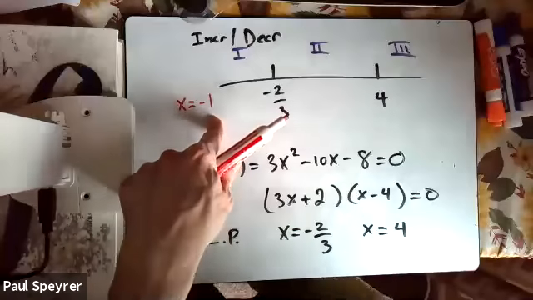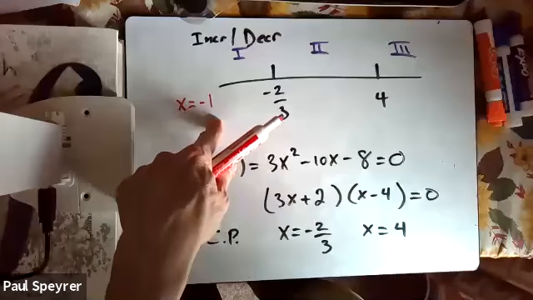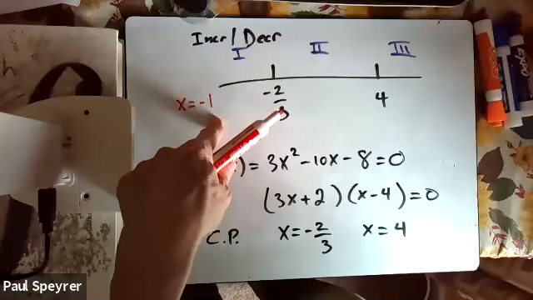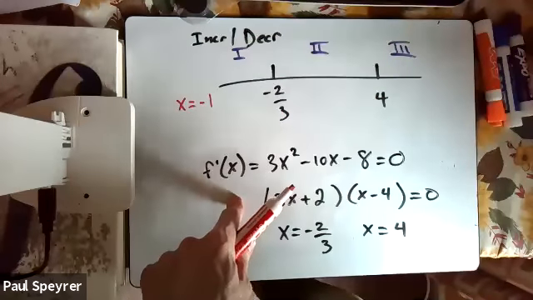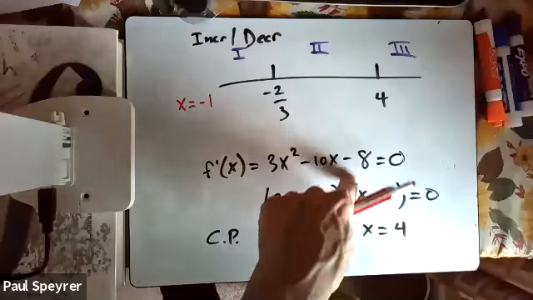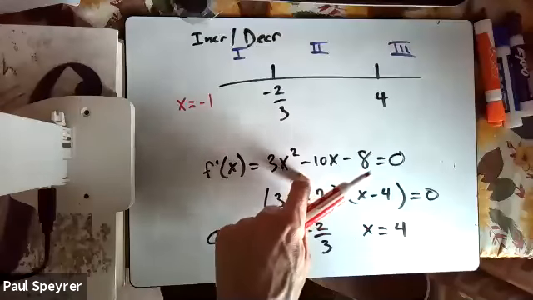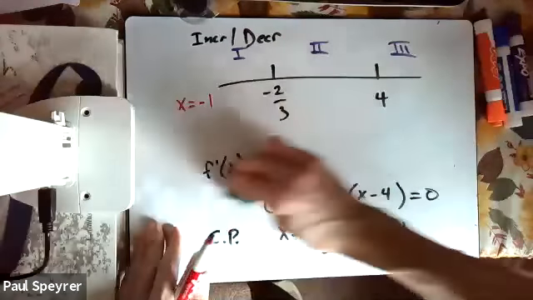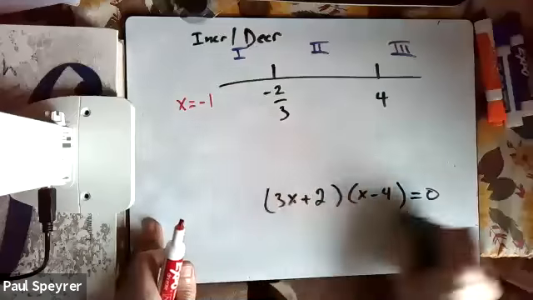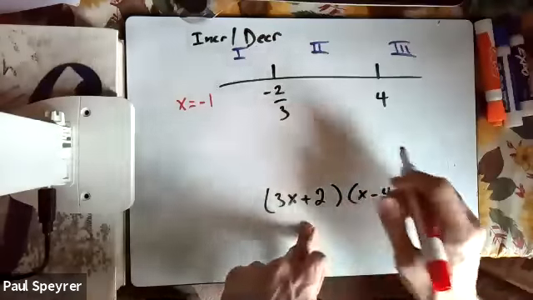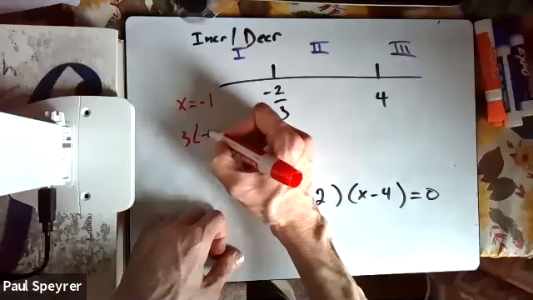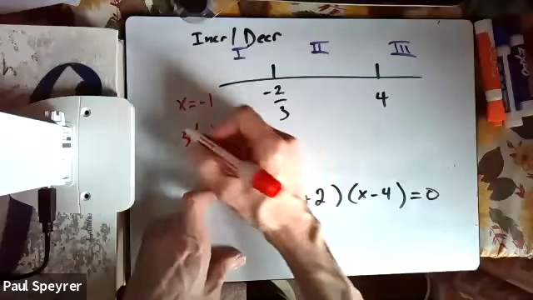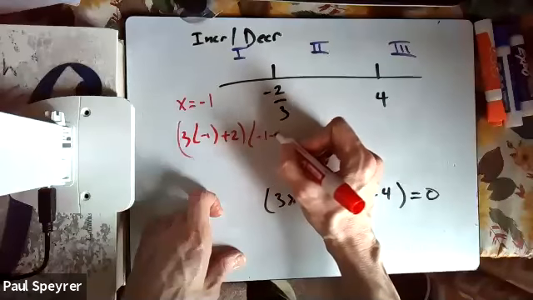Now, again, when you choose this test value, what you want to do is plug it into the derivative, not the original equation. You can plug into the original derivative or the factored form. Usually the factored form is easier to work with. So like this thing right here. If I test -1, we get 3 times -1 plus 2 and -1 minus 4.